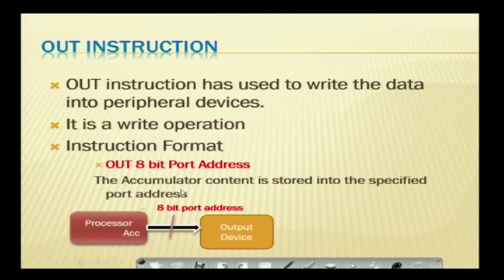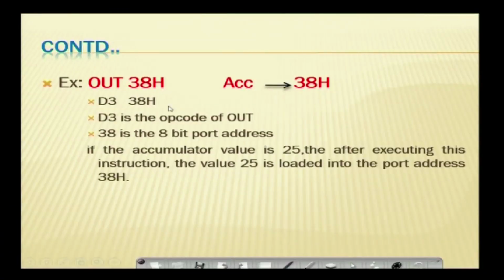This is the instruction format: OUT, 8 bit port address. So, OUT is the opcode and the 8 bit address is the operand. This is a 2 byte instruction. By this instruction we transfer the content of the processor to the output device at the 8 bit address, from the accumulator. For example, OUT 38H: the content of the accumulator in the processor is transferred to port address 38.